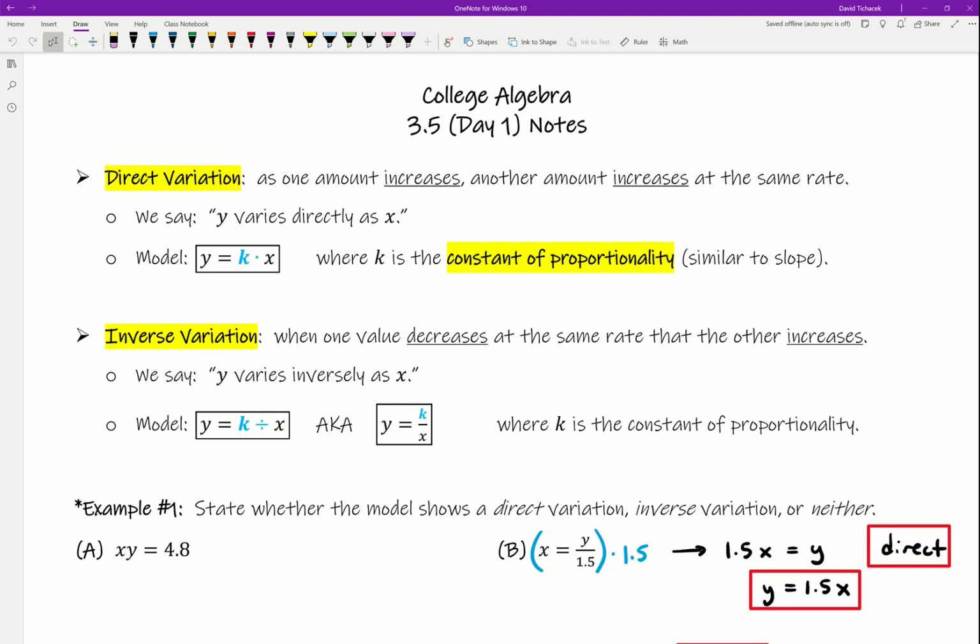All right, friends, welcome back. In this video, we're going to take a look at section 3.5, and take a first day for this one. And we're going to switch gears a little bit.